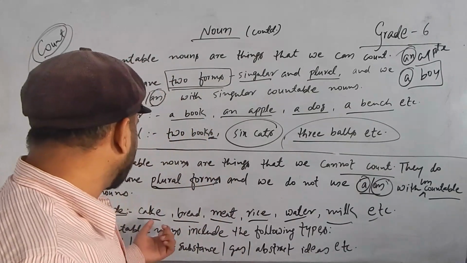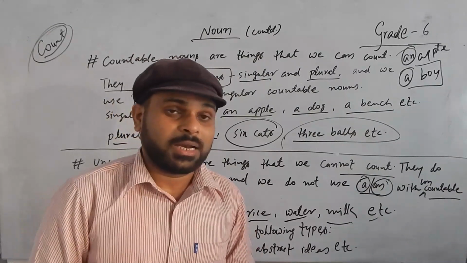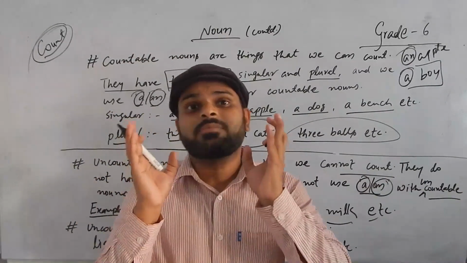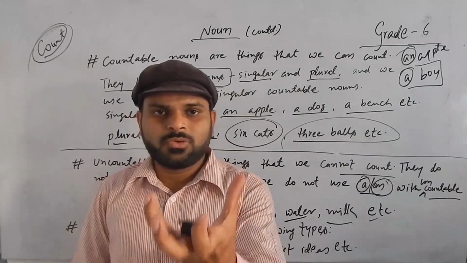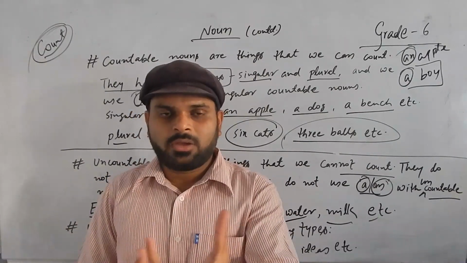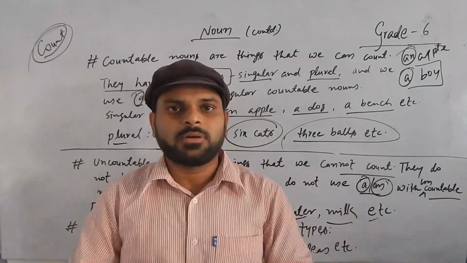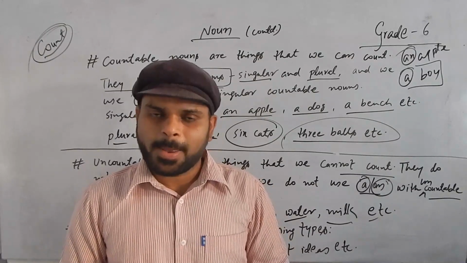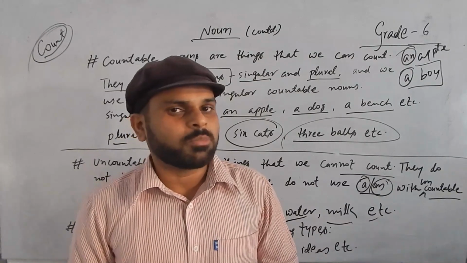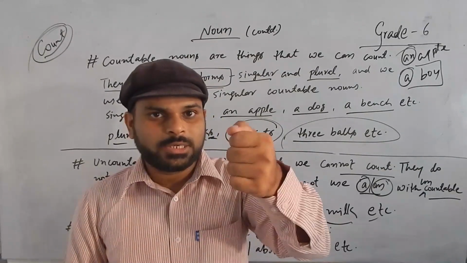Think, can cake be counted? But you will say, sir, cake can be counted. Why can't we count the cake? If you get a cake for your birthday, it's not like a single cake, double cake. No. It comes under material noun, so you are not supposed to count it. You are supposed to weigh it.